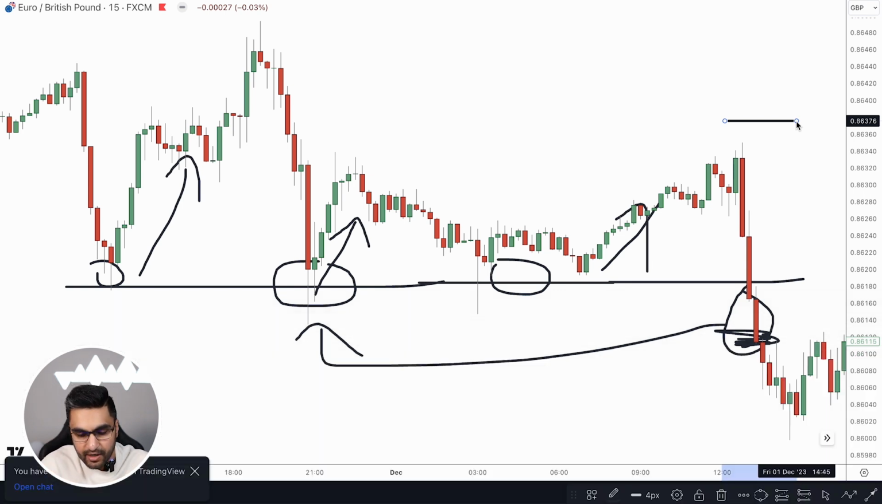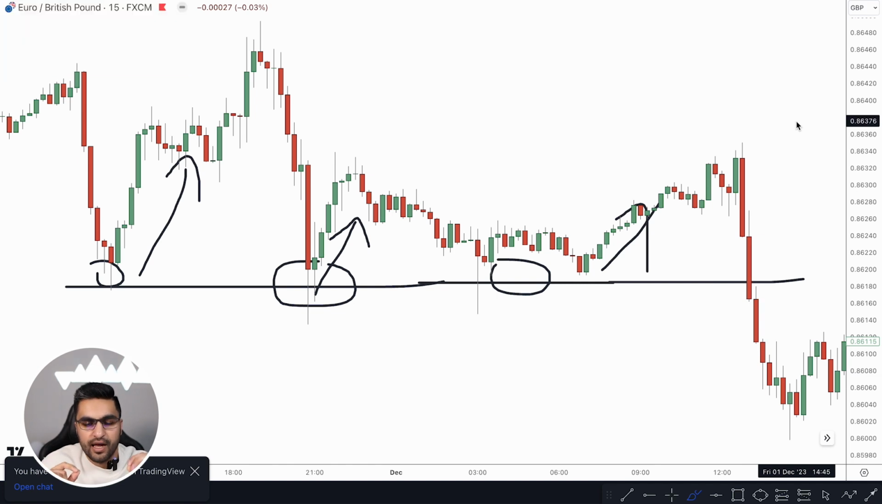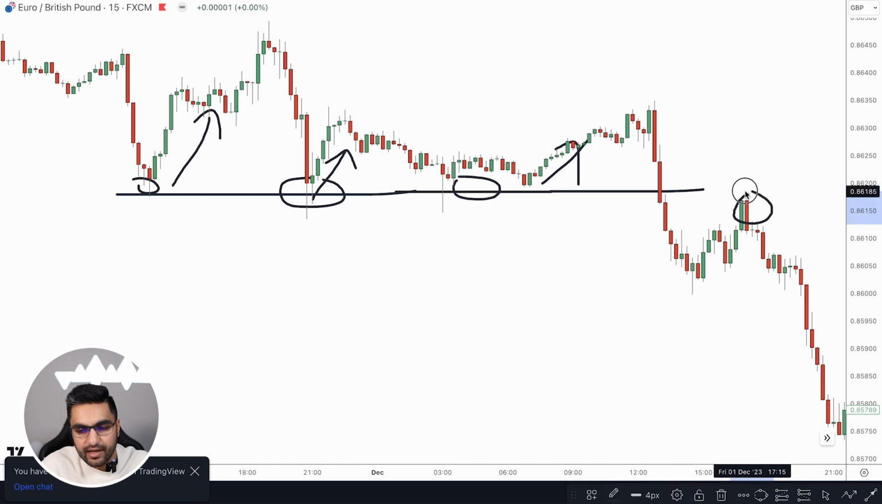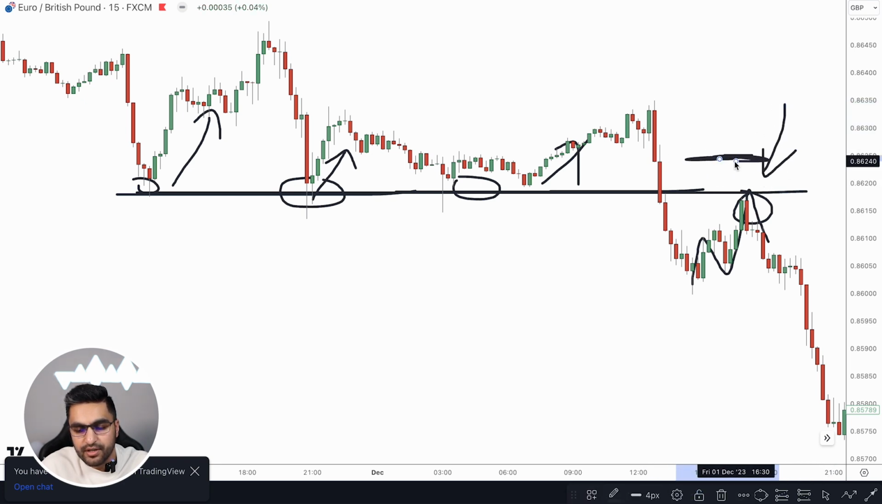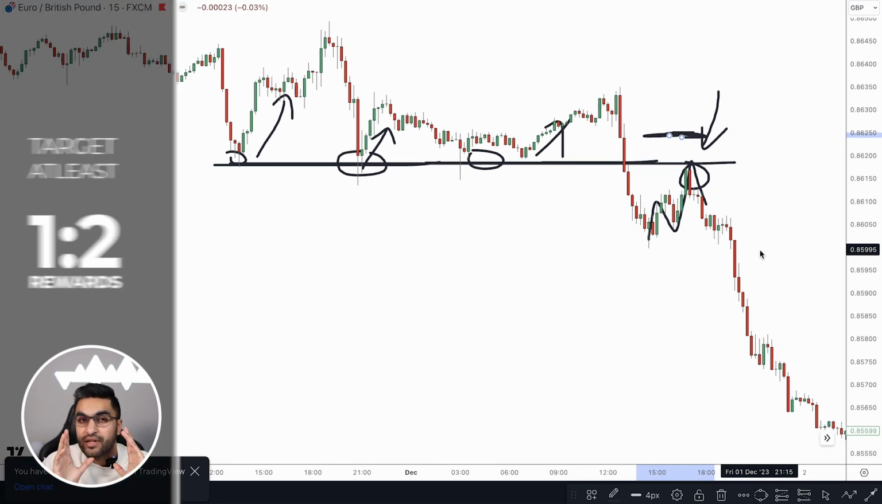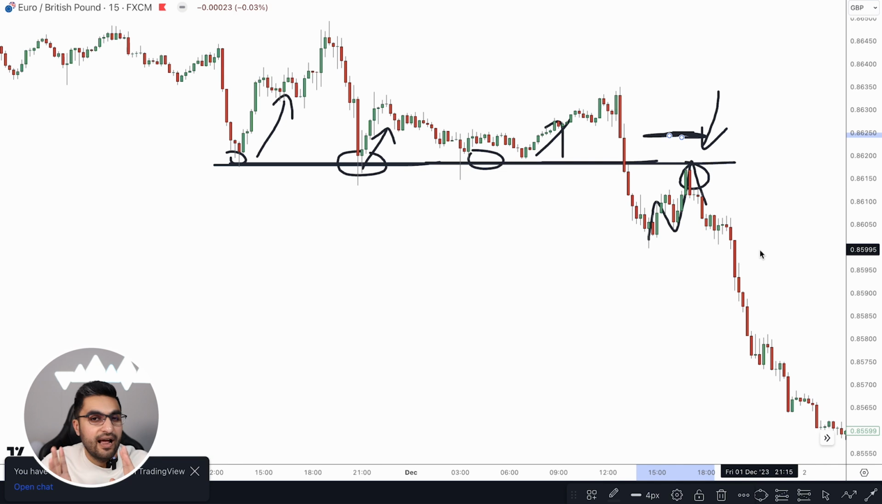So what I recommend, instead of you just chasing the market when you see a break of market structure happening, after it breaks, it's going to come and retest that level, just like the way it retested this level. So whenever there is going to be a retest, right after the retest, you take the trade, put your stops above the retest, and then target at least 1:2 rewards. That's gonna perform very well every single time.